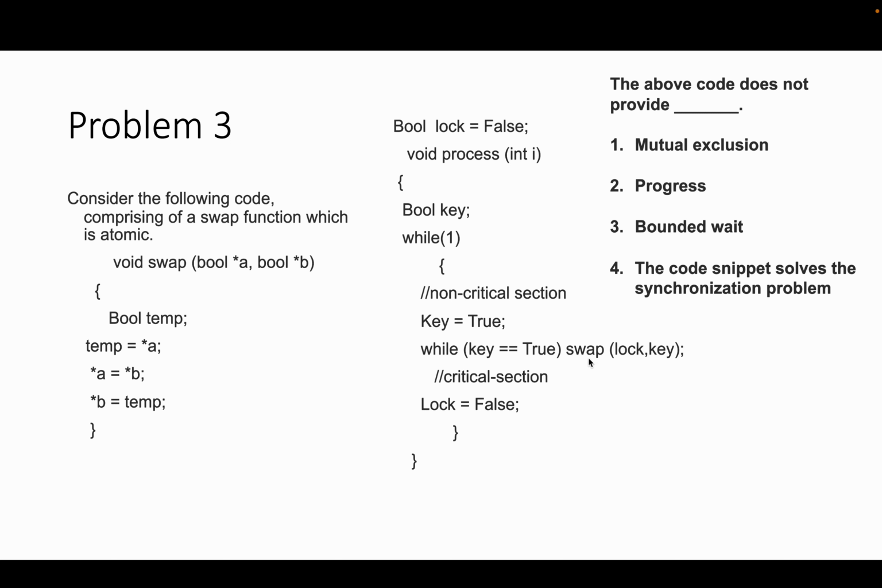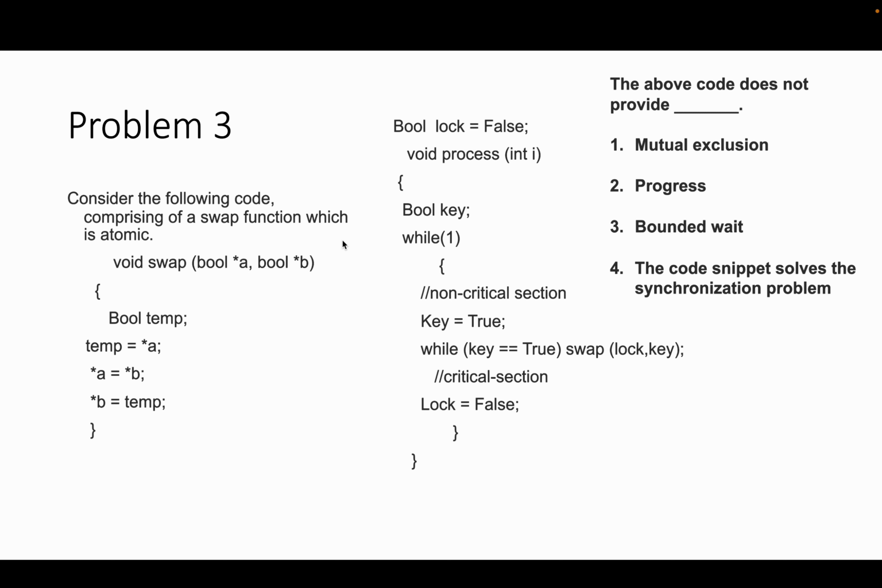So swap is atomic, right? And this will atomically swap the values of lock and key. After that, if the lock is acquired by the process, then the process will enter the critical section, and once it has finished executing in the critical section, it will release the lock. For that, it just changes the value of the lock variable to false.